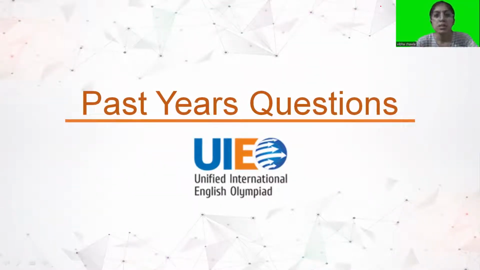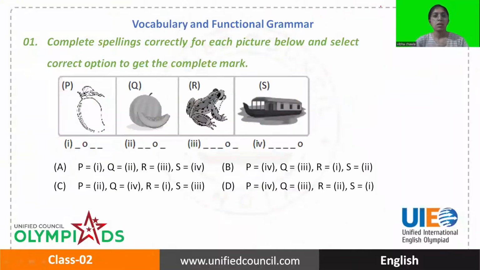Today we are going to discuss previous year questions for Unified International English Olympiad exam. So without any further ado, let's begin. So first of all, we have the very first section, which is vocabulary and functional grammar.